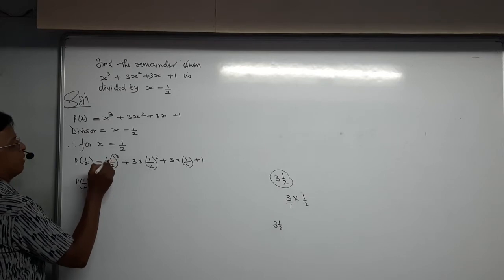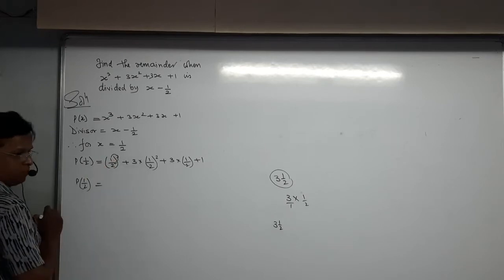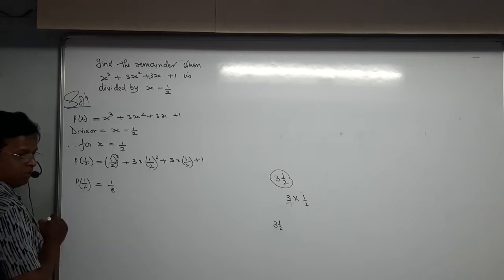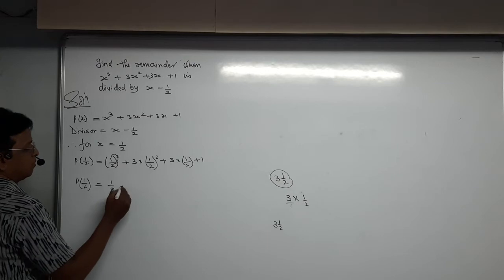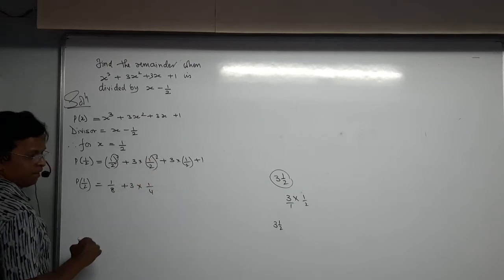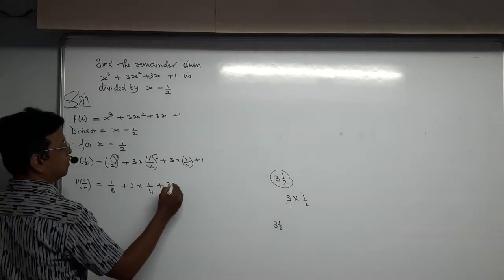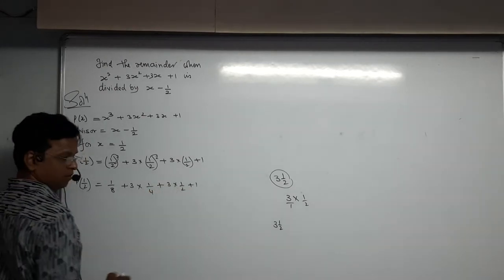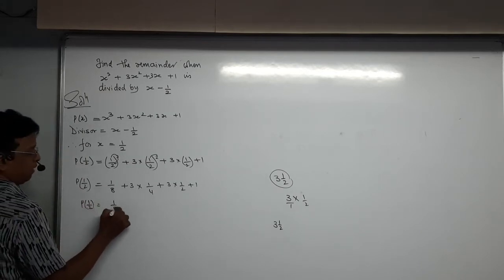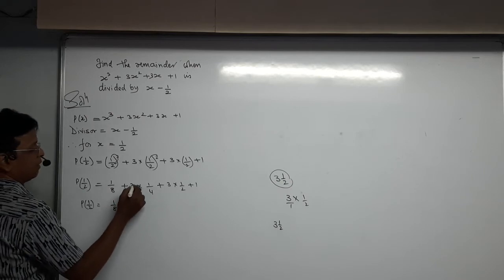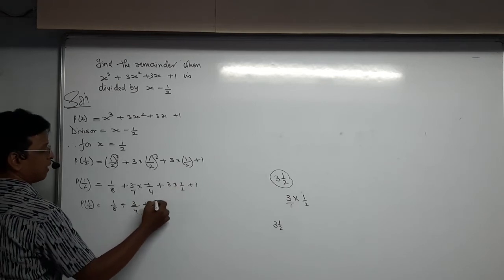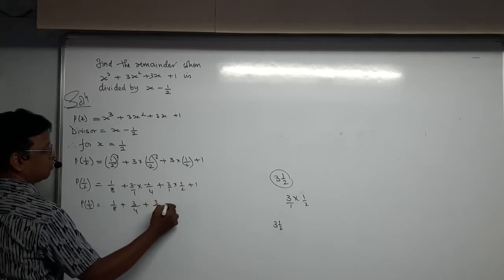Now this cube is applicable to this and this cube is also applicable to 2. 1 upon 8. 1 upon 8 will be. 2 to the 4 to the 8. Plus 3 into 1 upon 4, 3 into 1 upon 2 plus 1. So you will get P of 1 upon 2 is equal to 1 upon 8. Now you will multiply. 3 ones are 3, 1 4s are 4. 3 ones are 3, 1 2s are 2 plus 1.